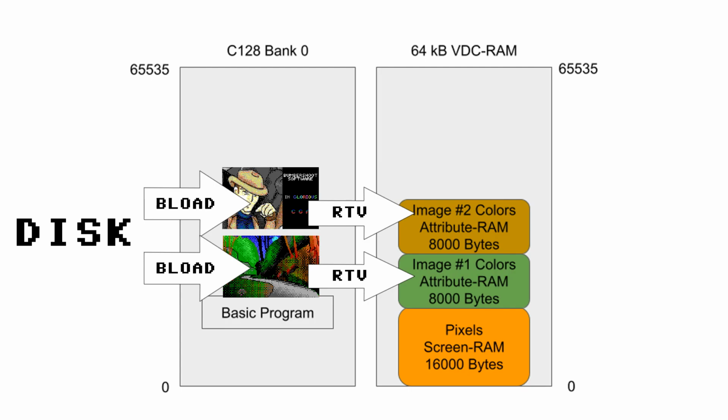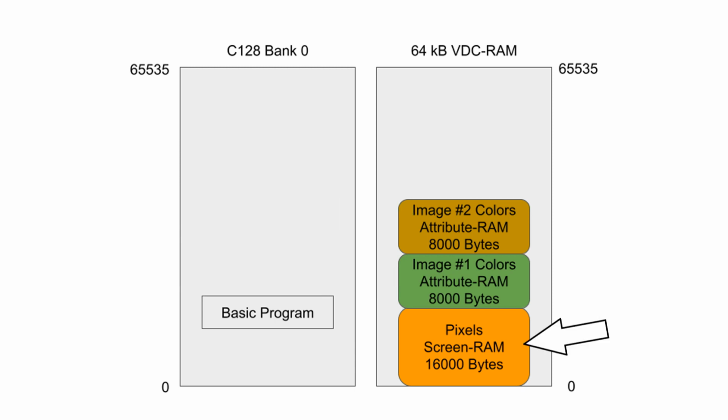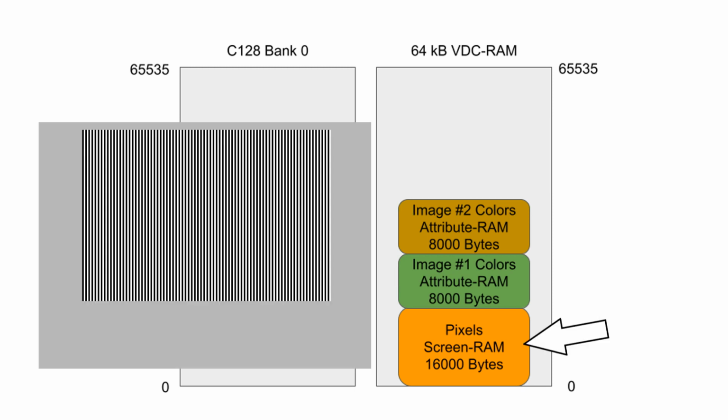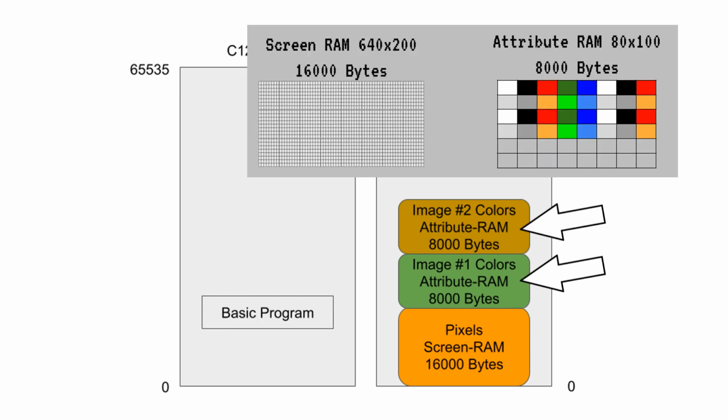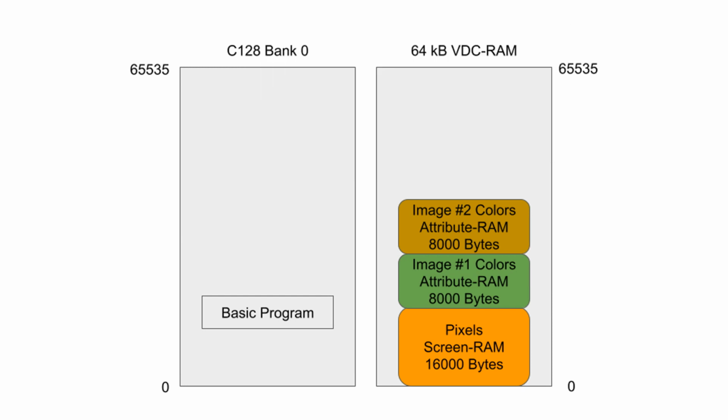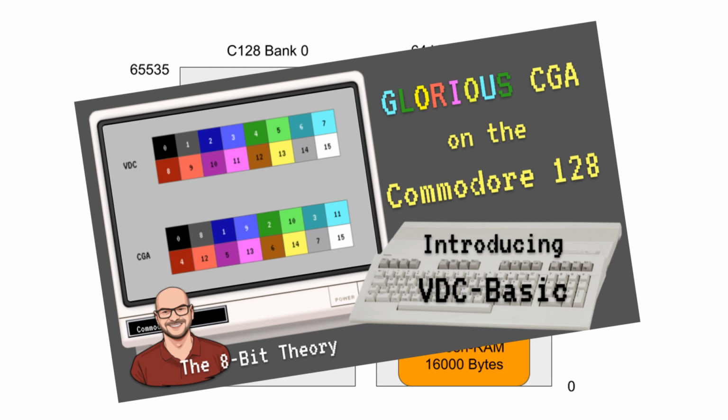For that, we'll load two images into VRAM. As in all the previous videos, we'll need a C128 with 64 kilobytes of VRAM. The 16,000 bytes for pixels will set each color block to background color in the left half and foreground color in the right half. The 8000 bytes of attribute RAM will actually contain the color information for these. You'll find the exact details about that in the video about CGA low-res.